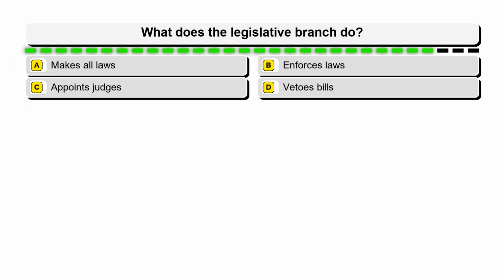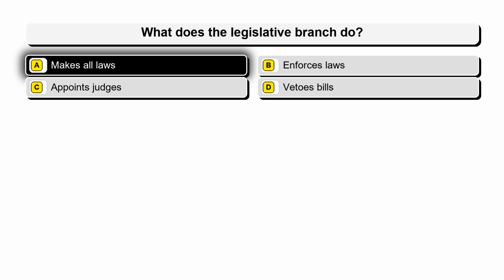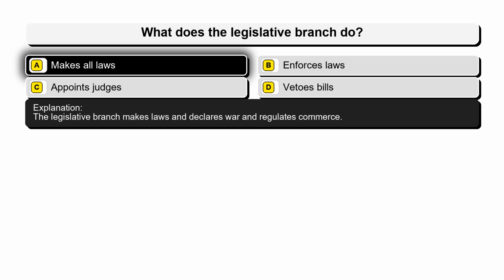Question 110. What does the legislative branch do? Option A, makes all laws. Option B, enforces laws. Option C, appoints judges. Option D, vetoes bills. The correct answer is option A, makes all laws. The legislative branch makes laws and declares war and regulates commerce.